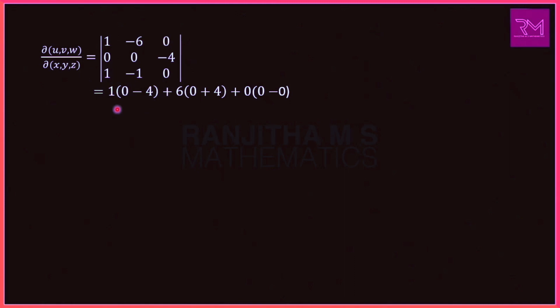Next, simplify the term, we get as, here 1 into minus 4 is minus 4 plus 6 into 4 is 24. Here this value becomes 0. Hence we get the Jacobian for the function u, v, w with respect to the variable x, y, z value as 20. This completes the problem.